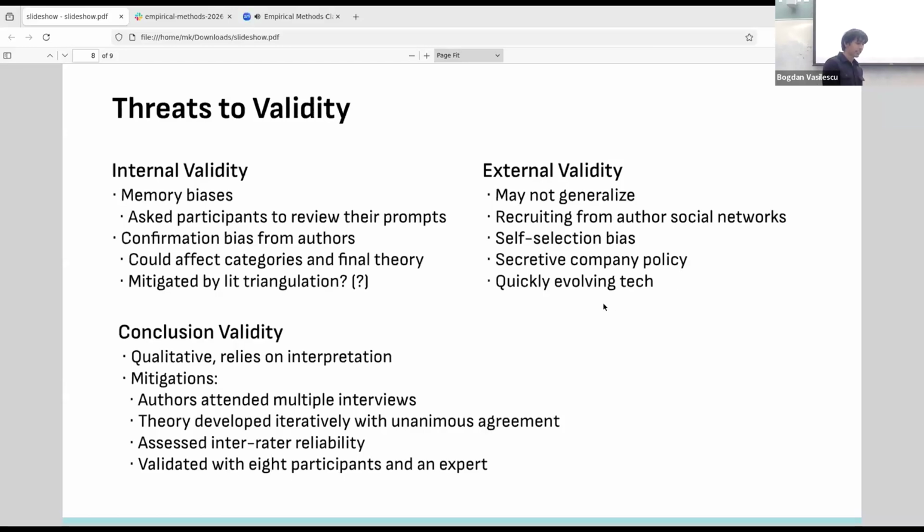And yeah, I think on conclusion validity, they tried to make sure the authors were all on the same page with everything and coding consistently. They did their validation pass with 8 participants and an expert. I think potentially having a larger survey for validation at the end might make more sense, because 20 is a small sample size. And if they got the theory from these people, then it's likely to agree with those people. But maybe it would have been nice if they checked it against a larger sample.